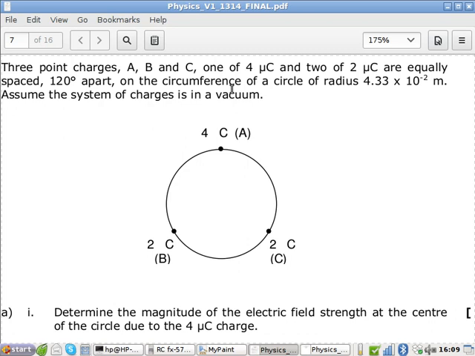The hint is: calculate the electric field strength for three of them. If the answer is still on the calculator, you'll just have to go backspace and change the charges, because everything else is the same, the distance and the K.